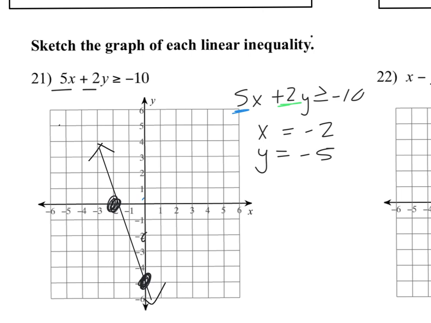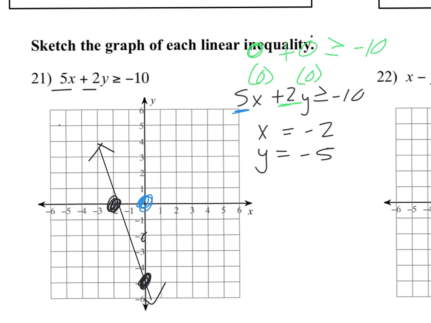So what's the easiest number on earth to do math with? That would be 0. So I'm going to use the origin as my test point. So I'm going to substitute 0 in for x and y. 5 times 0 will obviously be 0. 2 times 0 will obviously be 0. 0 plus 0, is it greater than or equal to negative 10?